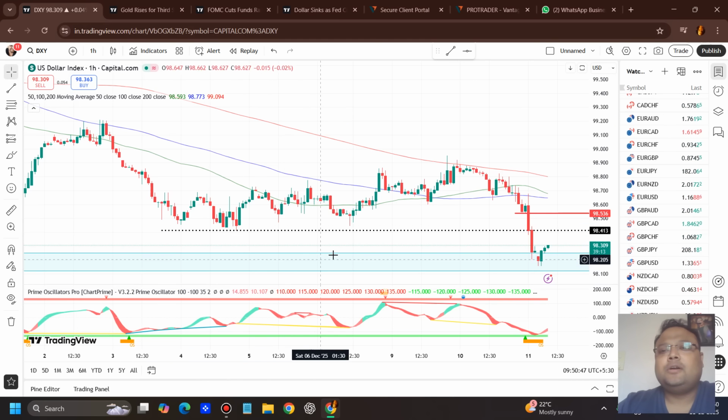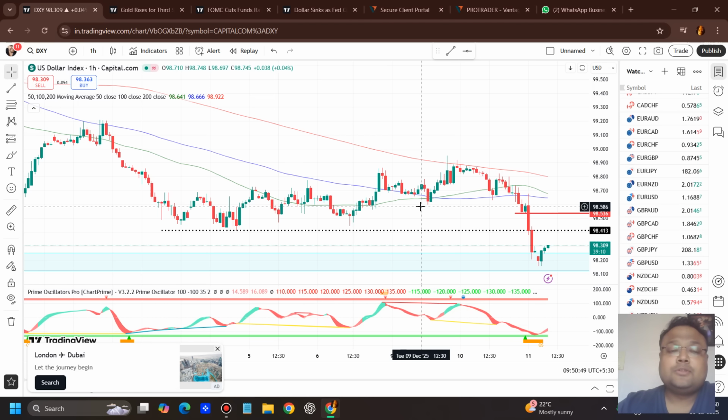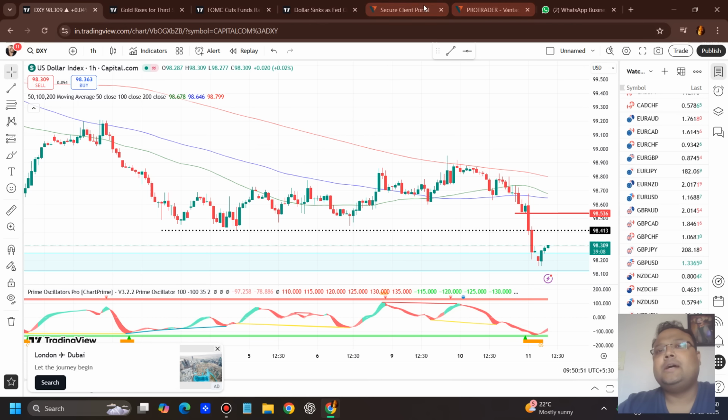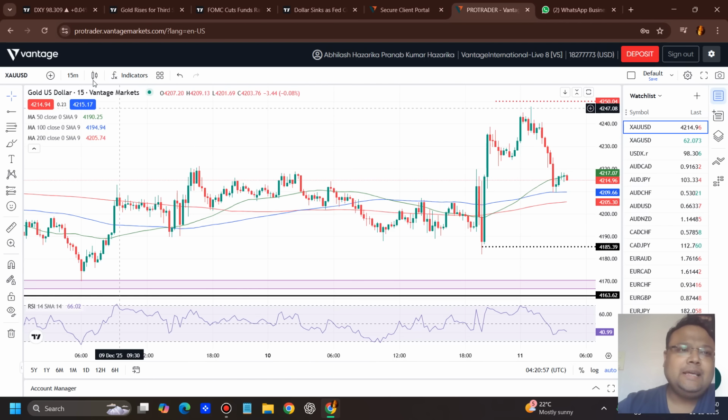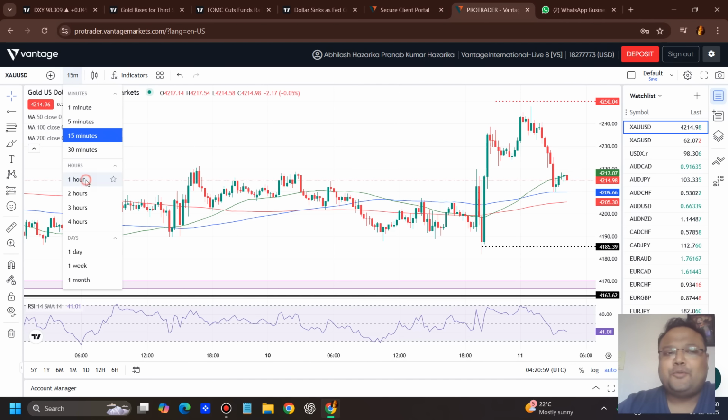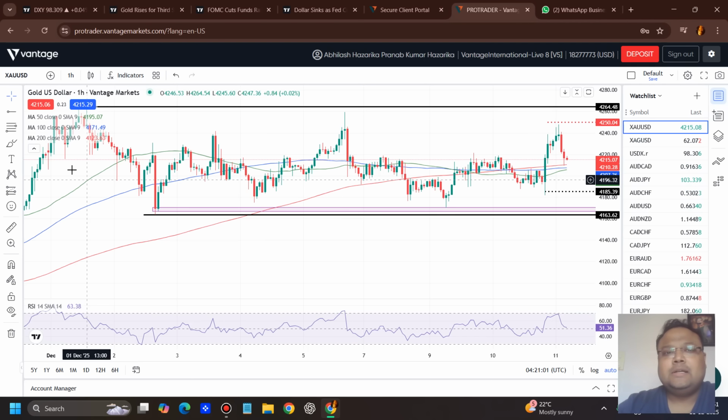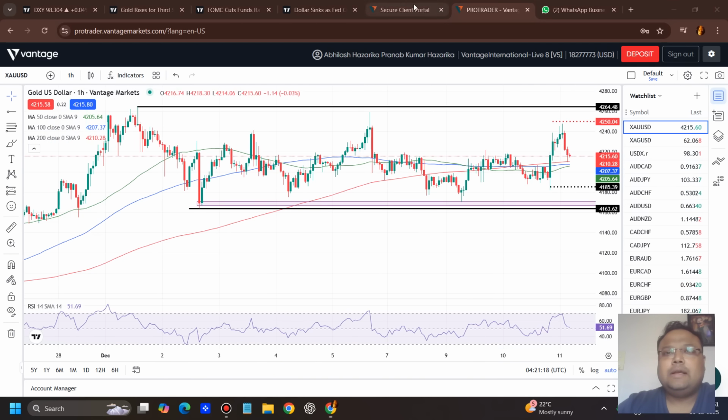If you look at a chart of dollar, you can see dollar is under pressure right now, because of which we can see good amount of upside on the chart of gold. This is the current scenario. But technically, gold is turning inside the same range. Okay. This is the hourly chart of gold. And we can see that this is a pure sideways market.